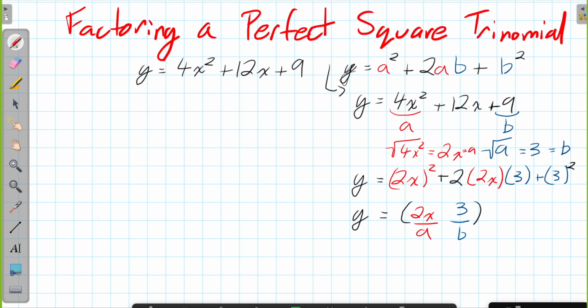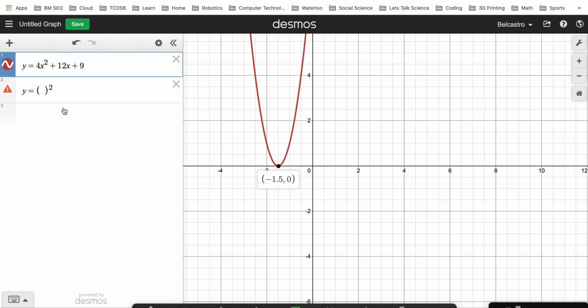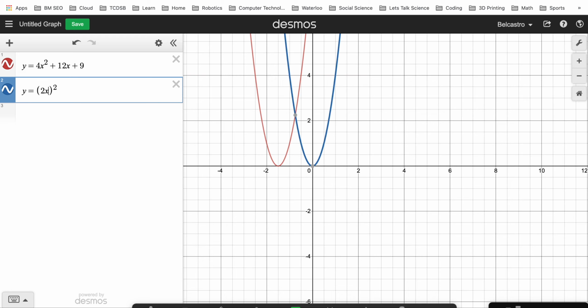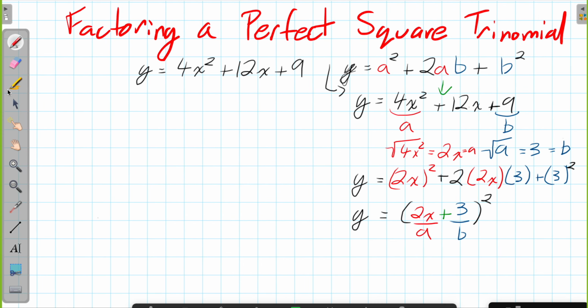We take the operation of the middle term. Because it's positive, we put a plus between them, and we square it at the end. And this is the final outcome. If I put it into the graphing calculator, 2x plus 3 squared, we replace this with 2x plus 3. Hey, yep, it's the exact same quadratic. We've gone through the factoring process correctly.